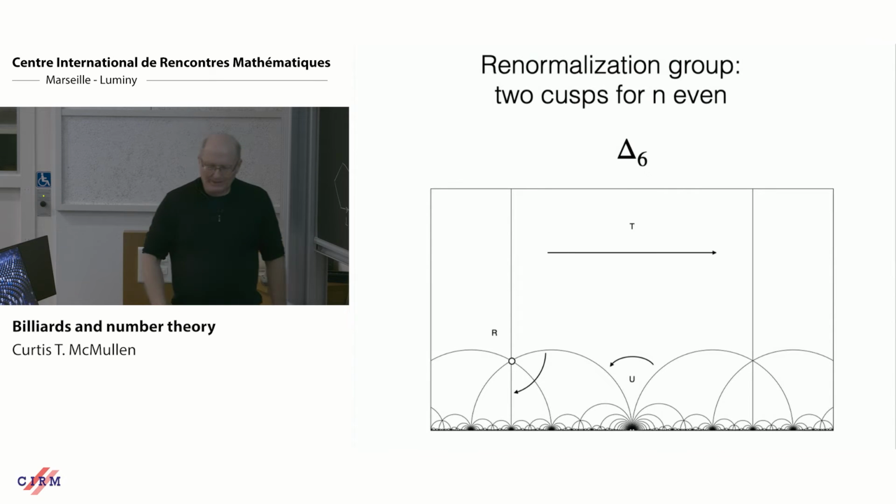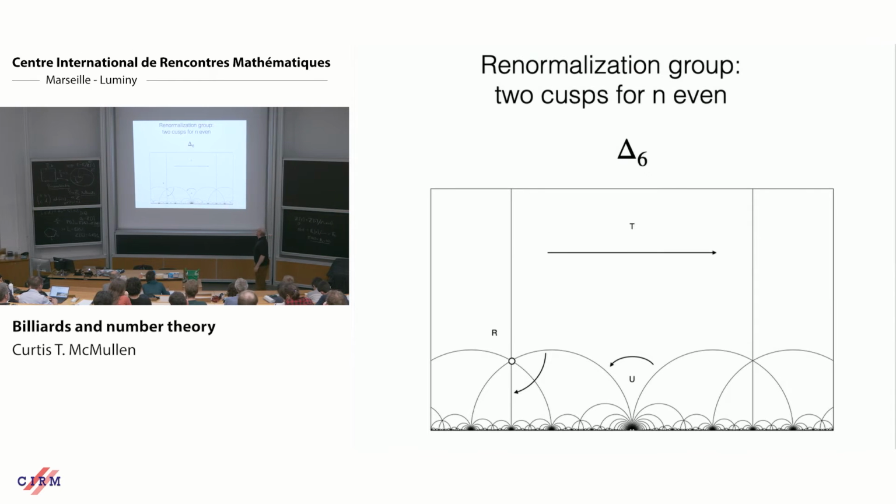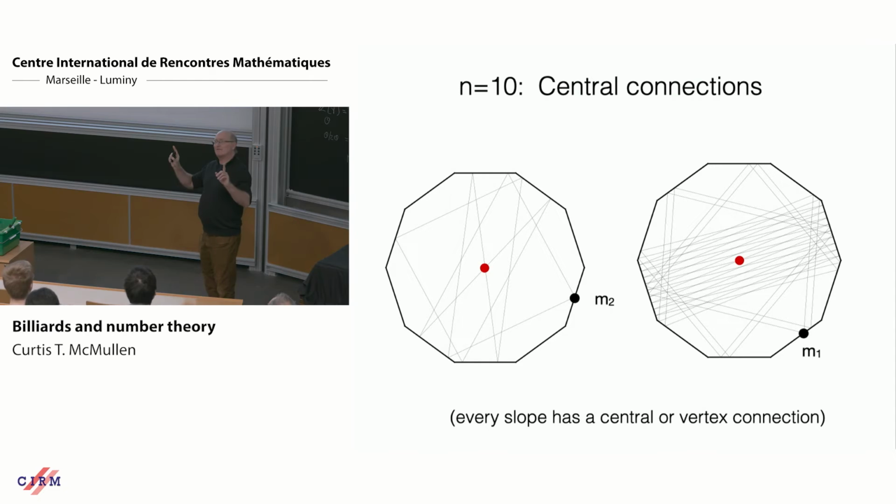group. And what that indicates is that when you have billiards in a polygon with an even number of sides, there's two types of behavior that can arise. And the main new feature when you have an even number of sides is that the polygon has this natural center, and a trajectory that starts at a midpoint can pass through the center of the polygon rather than through a vertex. So we now have two special types of trajectories. One I'll call central connection, and the other one I'll continue to call a vertex connection.